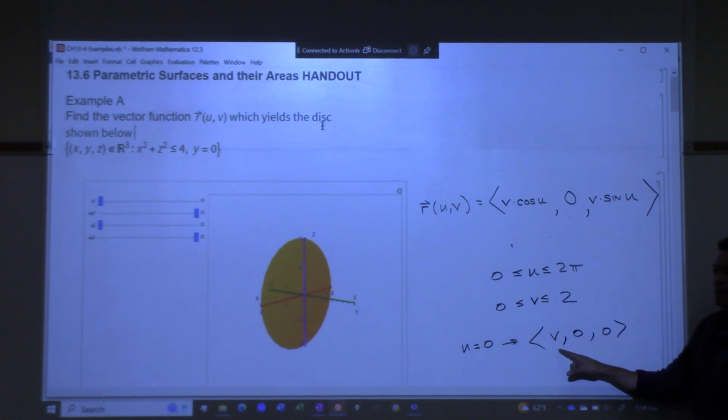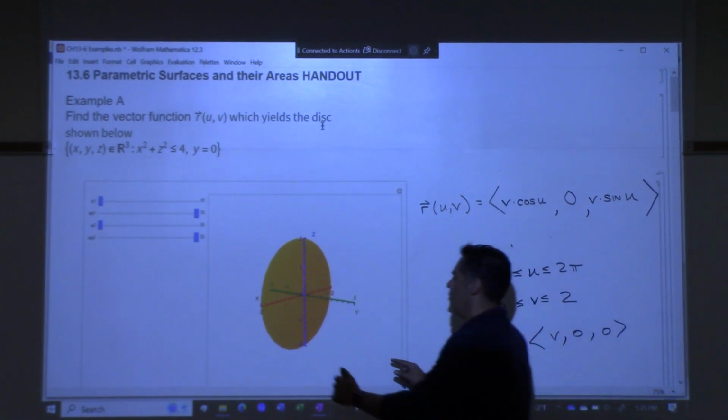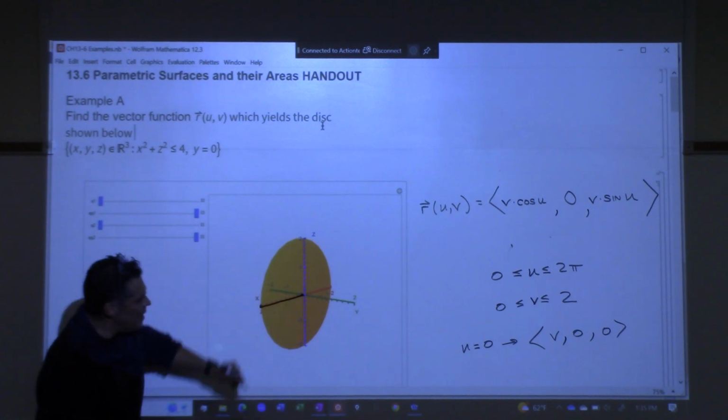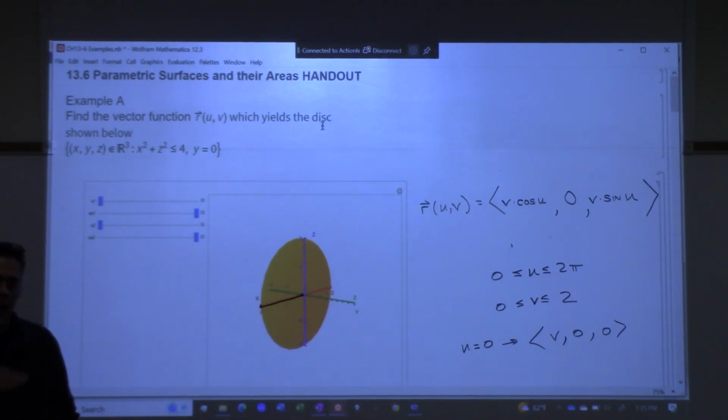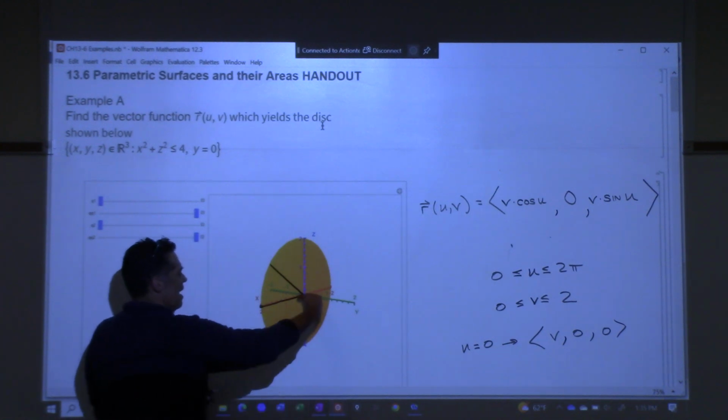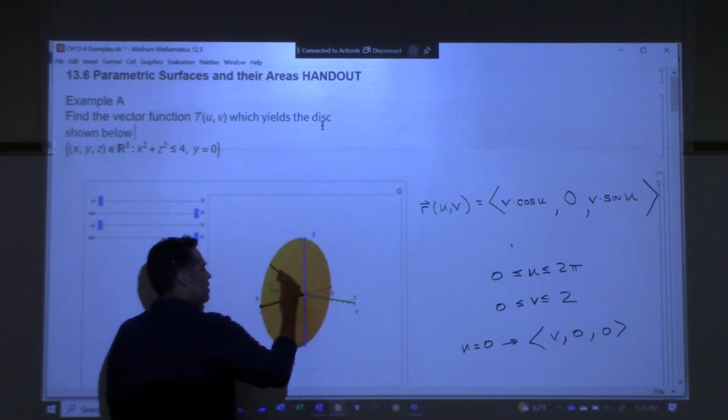And now this is a line, right? This is a linear vector function. v is going to vary between 0 and 2. So it's going to draw a vector that starts at 0, 0, 0, and goes to 2, 0, 0. Going down the x, it would draw you that line segment like that. And now if you change your u a little bit, maybe go to pi over 4 or something, it's going to draw you this. You have to remember the x positive is this way, so pi over 4 is actually there.